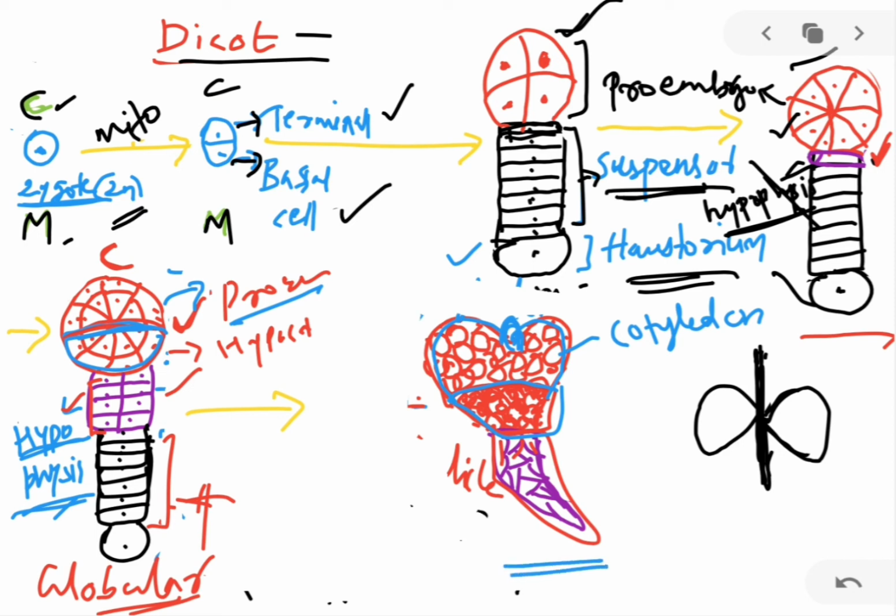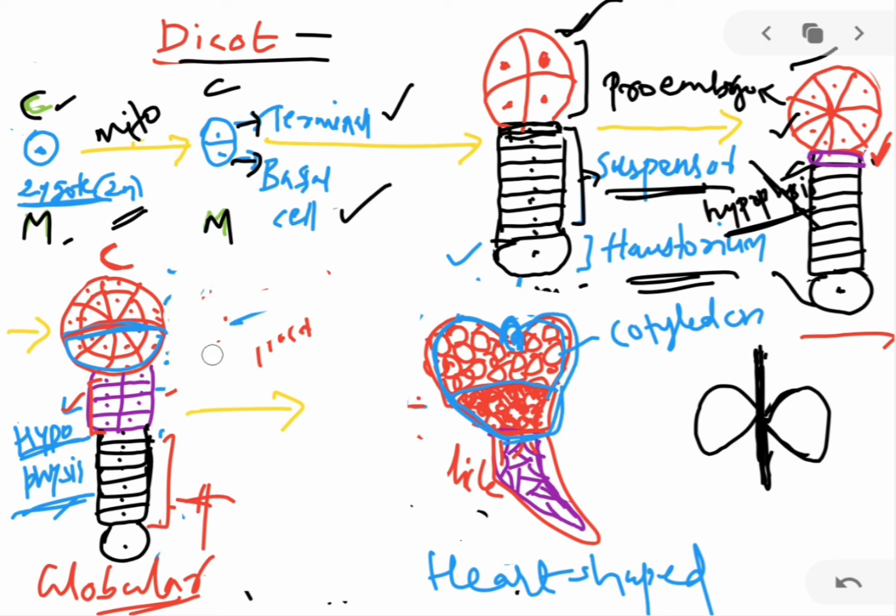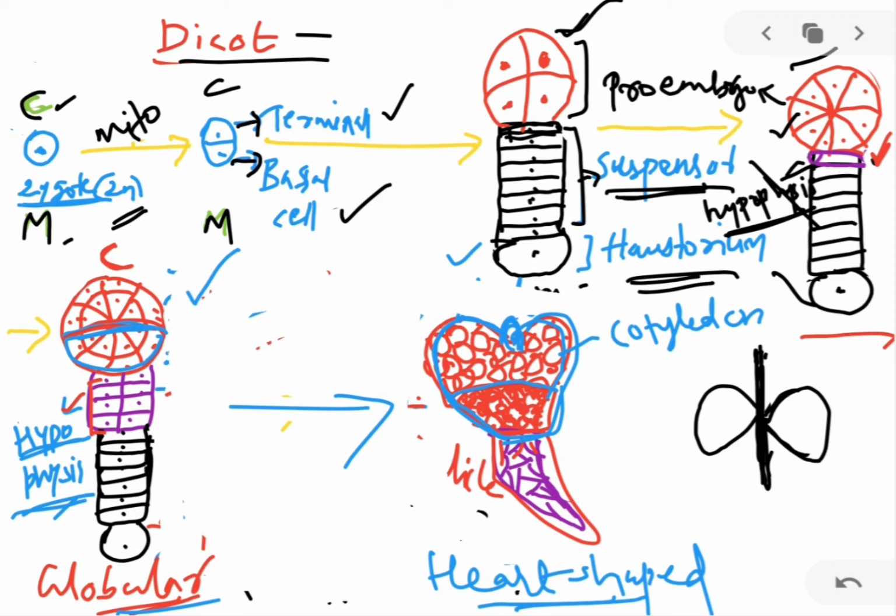This stage is termed the heart-shaped stage. Why? Now this proembryo looks like a heart shape, right? The proembryo looks like a heart shape. So you just have to do one thing: keep the reference of this globular diagram with the entire labeling and fate. Then you start connecting, because we are not learning the intermediate stages. So after globular, there will be the heart-shaped stage. Why? The cotyledon, or we can say the proembryo, looks heart-shaped.